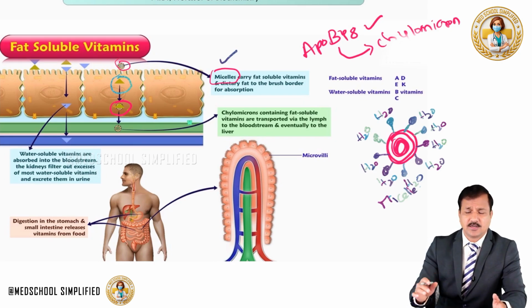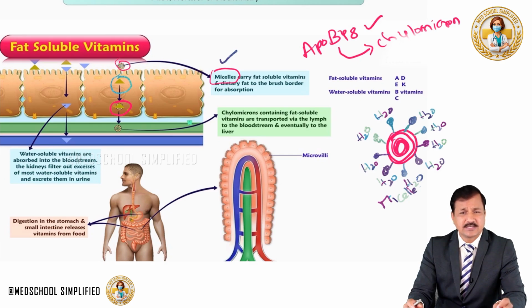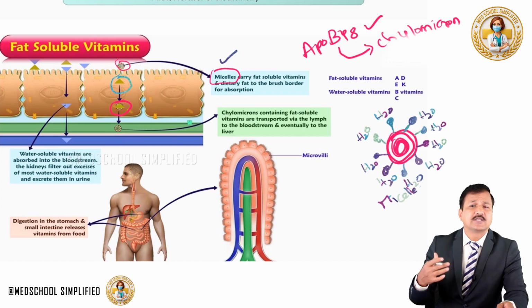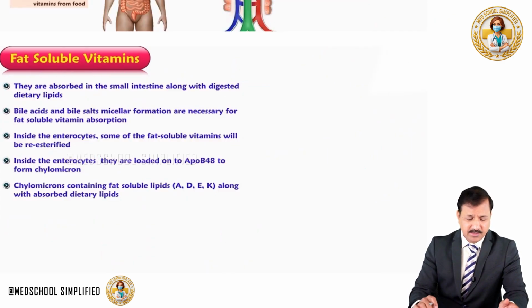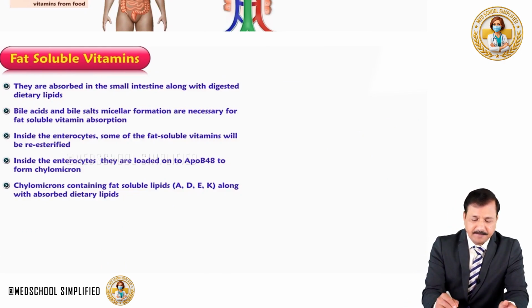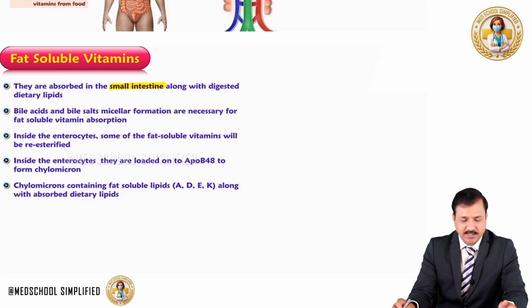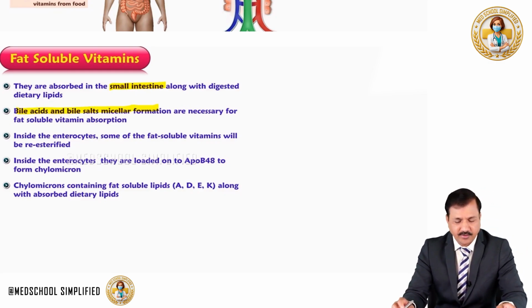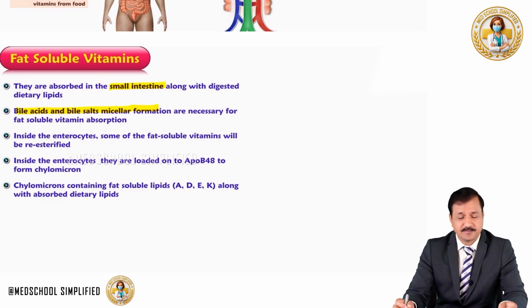So in all this, there is a role of bile acids and bile salts in the absorption of fat soluble vitamins, and also there is a requirement of the emulsification process. Emulsification is the breakdown of large lipid droplets into simple lipid molecules. So that aids in the digestion of fat soluble vitamins. Once more, fat soluble vitamins are absorbed in the small intestine along with the digested dietary lipids. Bile acids and bile salts help in micelle formation, which is necessary for the fat soluble absorption process.